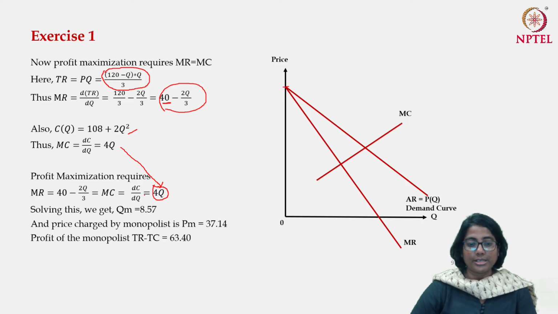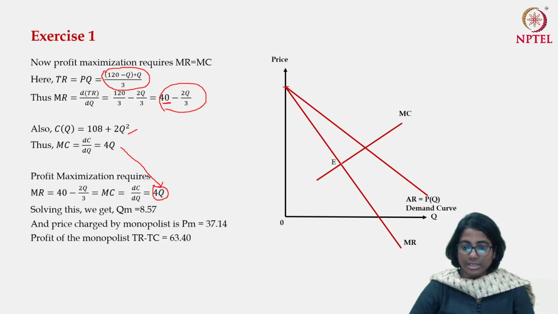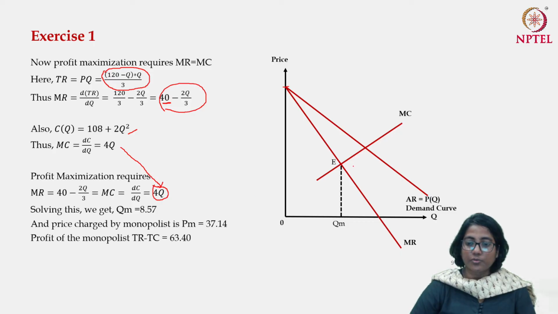So if this equation is satisfied, then I have to solve 40 minus 2q divided by 3 is equal to 4q, and this gives me the solution at this particular point E. This is where the marginal cost and marginal revenue intersect, and this is where I am getting the solution for Q, which is 8.57. So if I equate marginal cost with marginal revenue, what I get is the quantity that the monopolist is going to supply in the market. So 8.57 is the quantity.